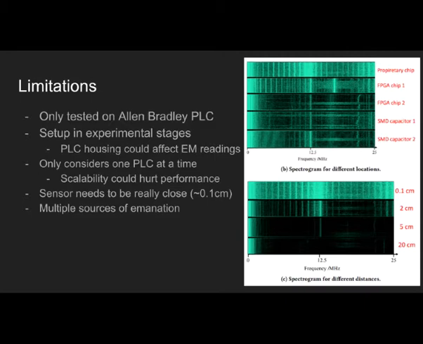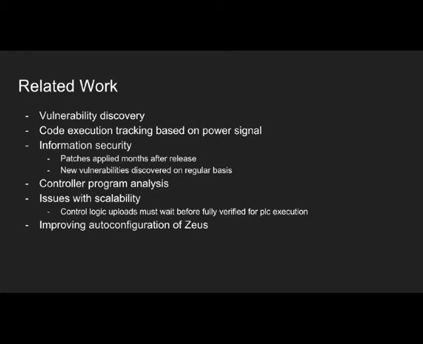The other thing I talked about was the multiple sources of emanation. One of the good features of Zeus is that there's no configuration required on the user side because it is building its own network. All you do is put it there, and then it learns how the PLC works. But if you have multiple sources and different PLCs, you don't know which source is the best. So that's definitely another issue that they need to look at.